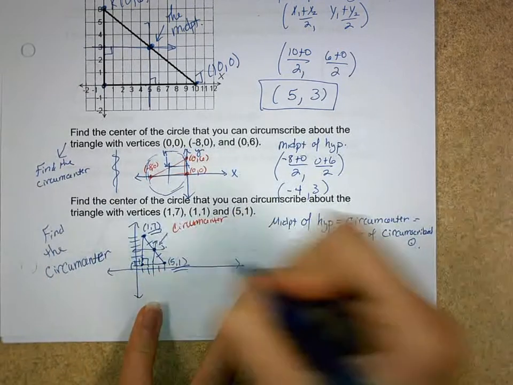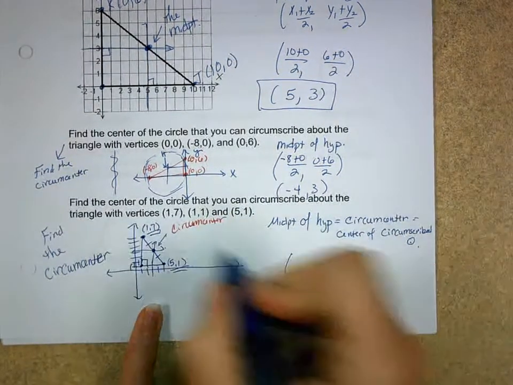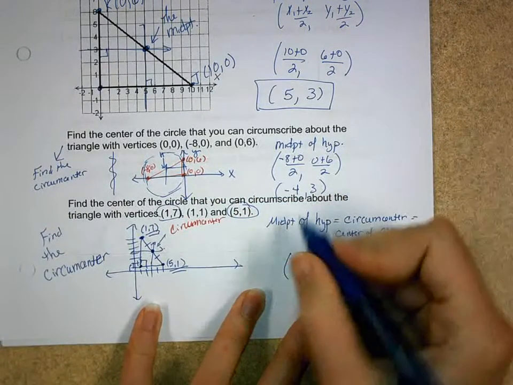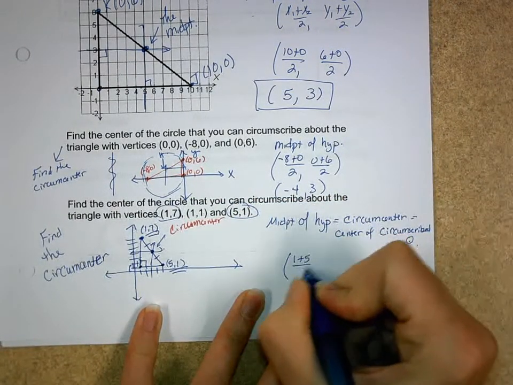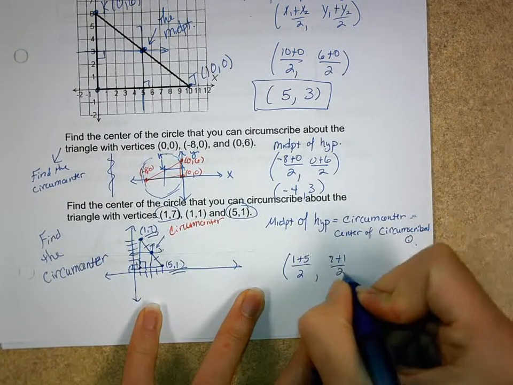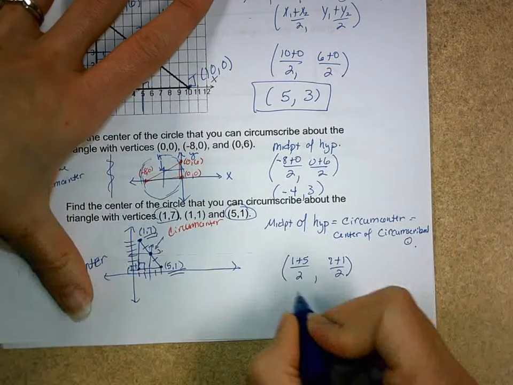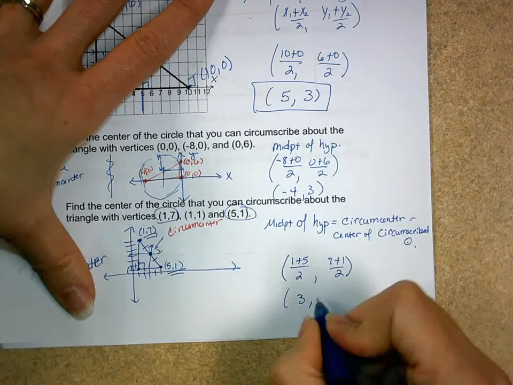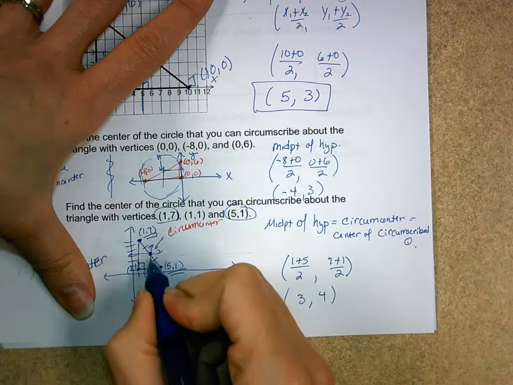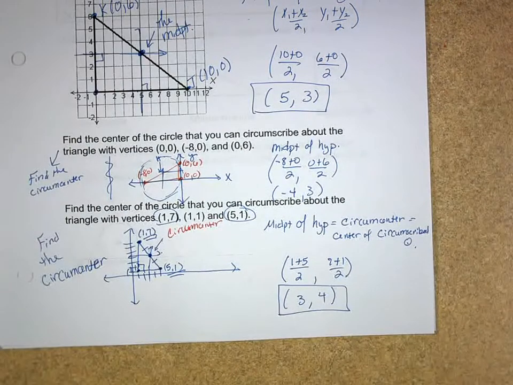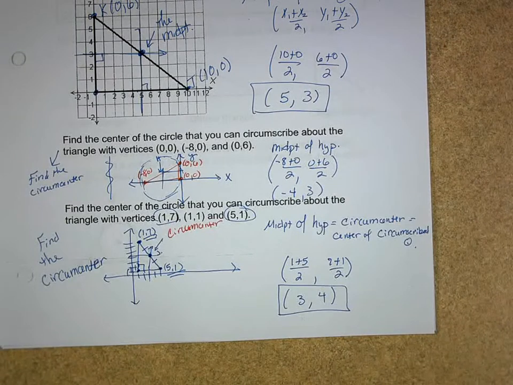So let's do this real quick. The midpoint of 1, 7 and 5, 1. Those are the two points. So we have 1 plus 5 over 2, and we have 7 plus 1 over 2. What do we get there? 6 divided by 2 is 3. 7 plus 1 is 8, divided by 2 is 4. And you know what? That's about right. 3, 4. Hopefully that helps us figure out where the circumcenter, or the center of the circumscribed circle, is going to be located.